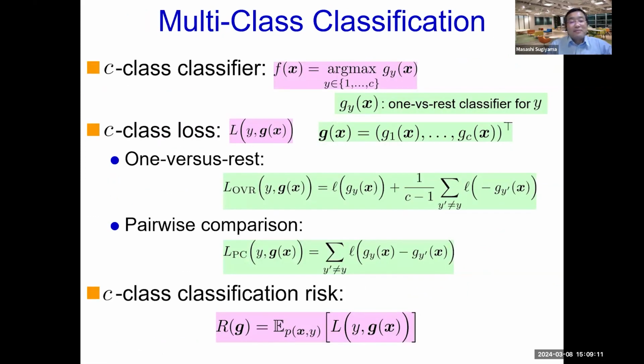To solve the problem, we consider the C-class classifier f of x, which is given by g y, where g y is the one-versus-rest classifier for class y, which is standard. Then we use the C-class loss function, capital L. Typical examples are the one-versus-rest formulation and also pairwise comparison like this. These two have been studied for many years as standard multi-class classification loss functions. Then the C-class classification risk is defined in this way: the multi-class loss expected over the true density. So this is the risk. We follow basically the same recipe, and we want to estimate this R of g only from available weak label data.